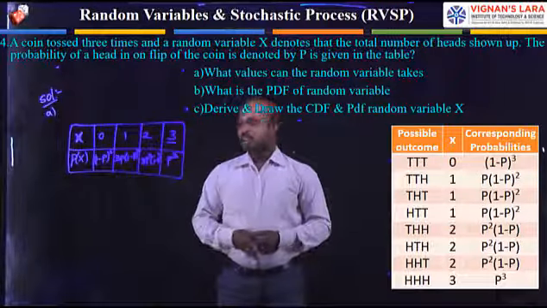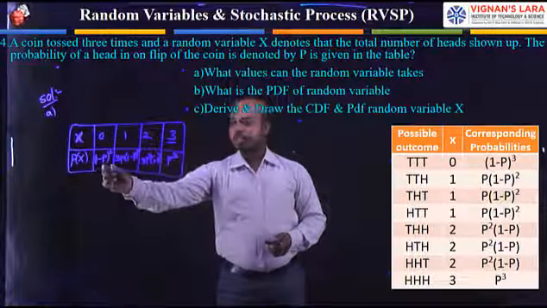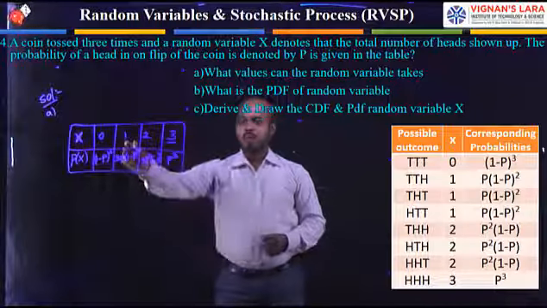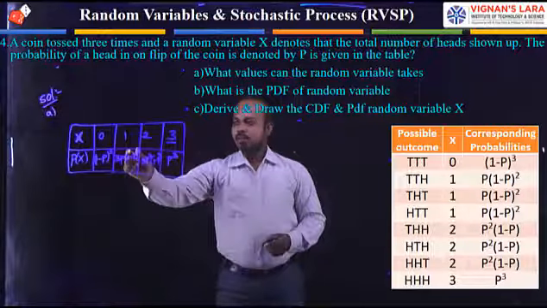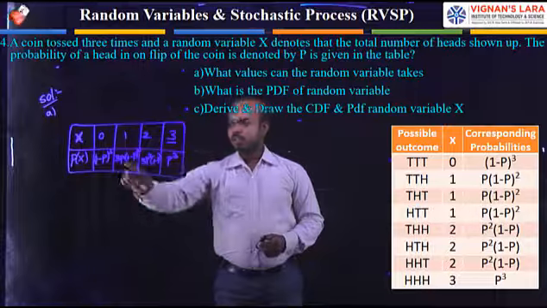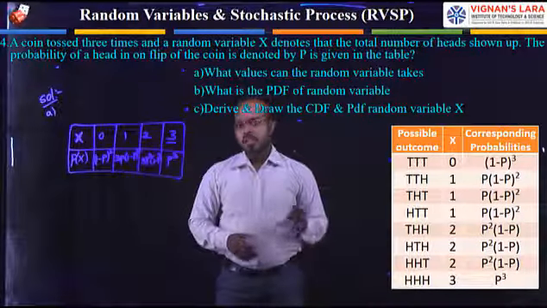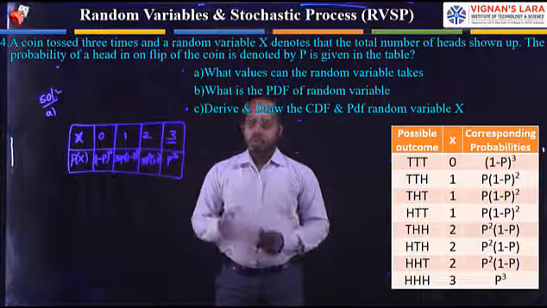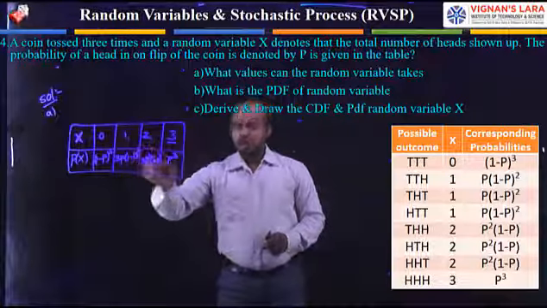That's why here I am writing for 0 heads. The 0 heads representation is the term 1 minus p whole cube. Coming to one head notation, the representation of the element is p into 1 minus p whole square. But in the given table, 3 terms are given. That's why I am adding these 3 terms and representing them under the one element.